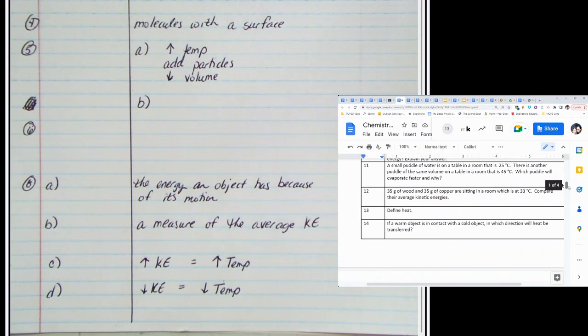Make sure for those questions you always relate temperature to average kinetic energy. Talk about them both. Number 12: 35 grams of wood and 35 grams of copper are sitting in a room which is at 30 degrees Celsius. Compare their average kinetic energies. Think about it. Does everyone understand that? If they are at the same temperature, then average kinetic energies are the same, because their temperatures are the same.